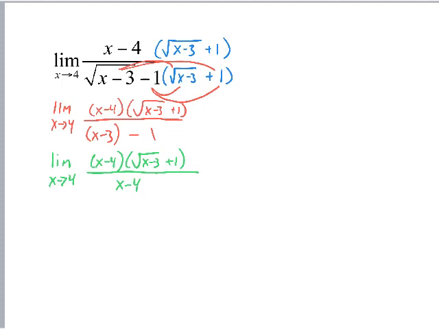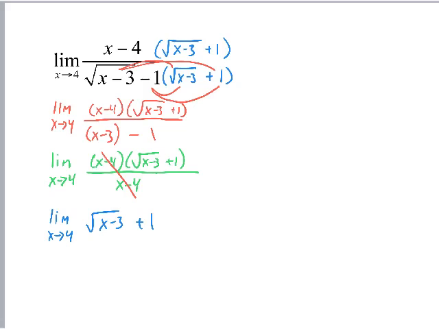Oh, nice. Your goal is to make it so you can cancel something, so you can eliminate something. So those go bye-bye. And then you have the limit as x approaches 4 of the square root of x minus 3 plus 1. So now can you plug in 4 in your new function? Again, this function is almost identical to this, except it filled in a hole. That's what we're doing, trying to fill in the holes in the graph.